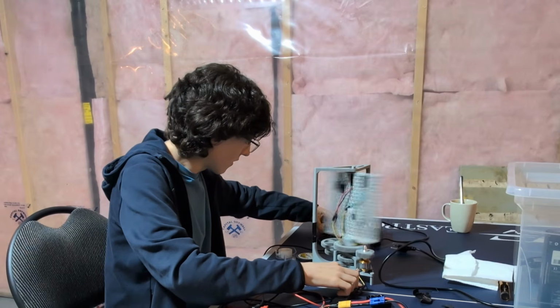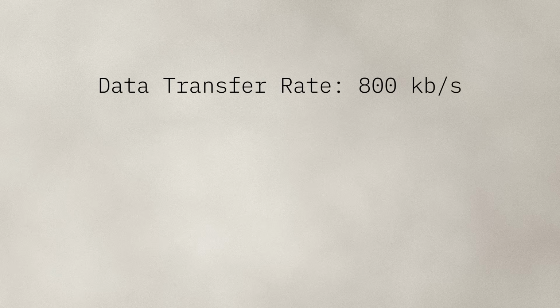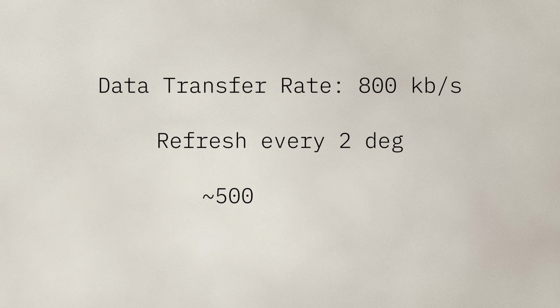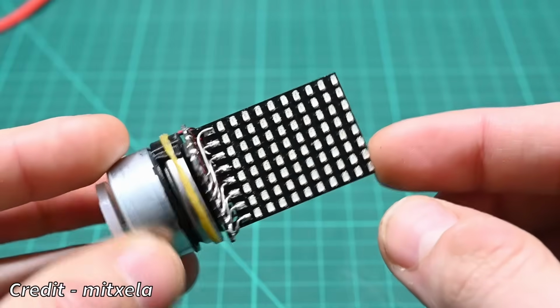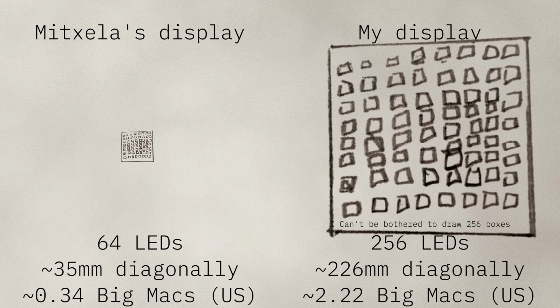So we're making a spinning swept surface display here, so I need to decide on the speed to aim for. Reading the hypothetical data transfer rate of this LED matrix, and hoping for a refresh every 2 degrees, I aim for about 500 RPM since that should be more than slow enough for the display to keep up and be a nice round number. Now, unlike the tiny display by Mixila, I didn't want mine to have a battery on board. Instead, I wanted to be able to just plug it into the wall.